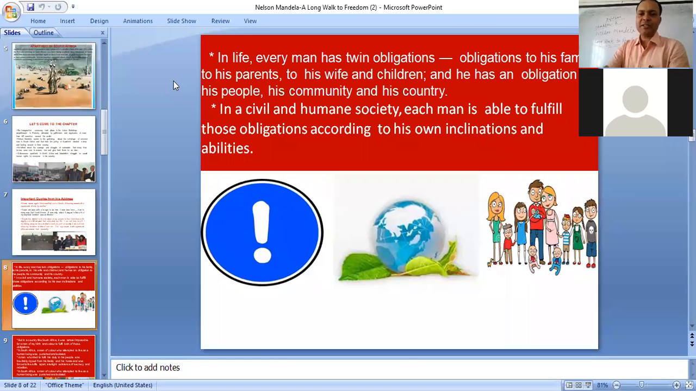In life, every man has twin obligations. Twin obligations means twin responsibilities: obligations to his family, to his parents, to his wife and children, and an obligation to his people, his community and his country. Two obligations means one obligation to his family and another obligation to his country and community.